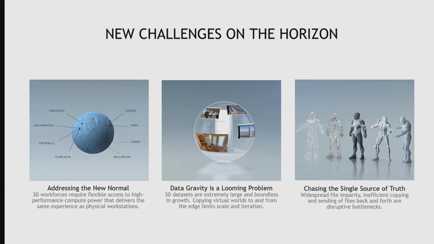And so we're trying to address the new normal, if you will, with flexible access to high performance compute. And what is that? Could be a physical machine, could be a virtual machine, or any sort of hybrid model between there. Again, 3D data sets are extremely large. How is it easy to copy these massive buildings, cities, worlds, as we call them, to be able to quickly iterate on them and keep expanding them? And then chasing a single source of truth. So with that, it's a widespread file disparity. Inefficient copying, as it says, sending files back and forth are disruptive bottlenecks. As you do something, you don't want to have to save the entire file back, or a massive portion of that city, building, etc.